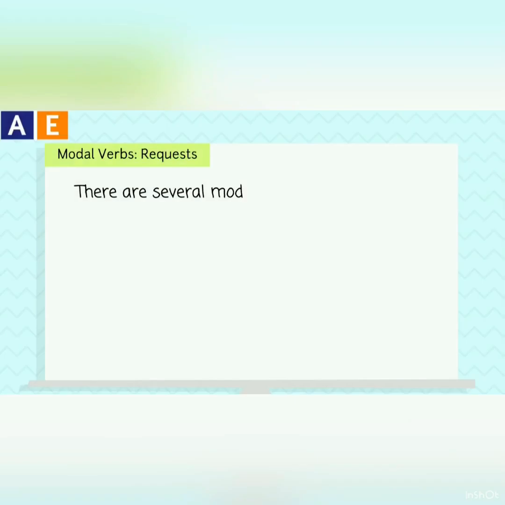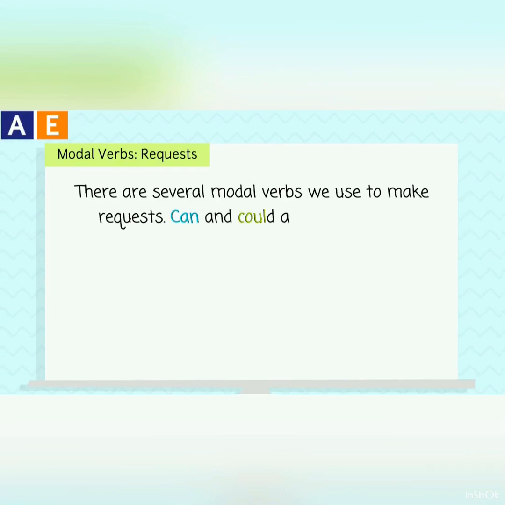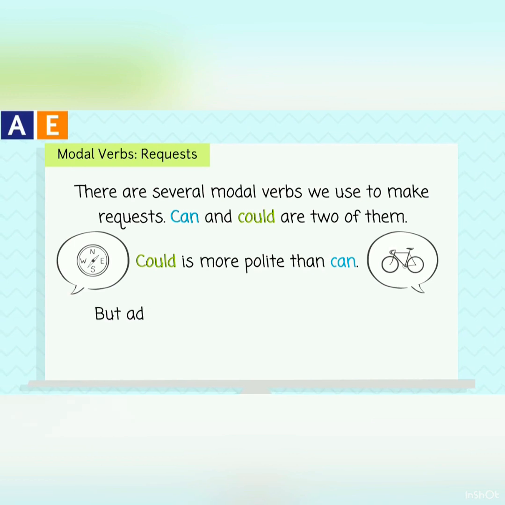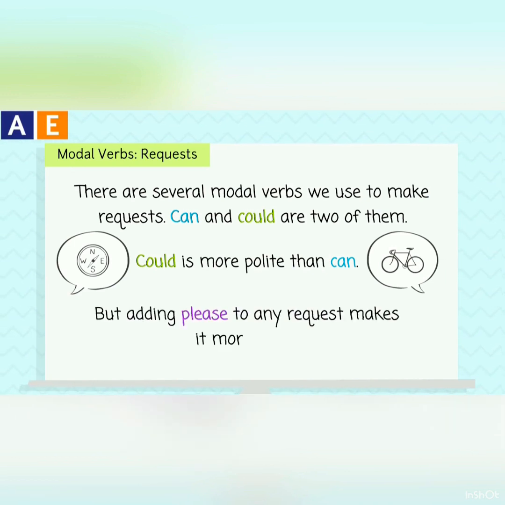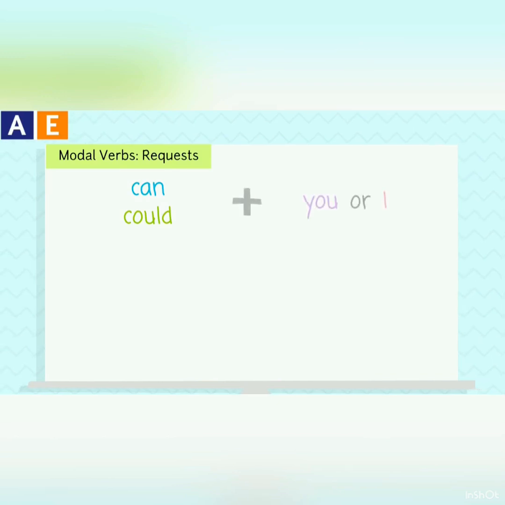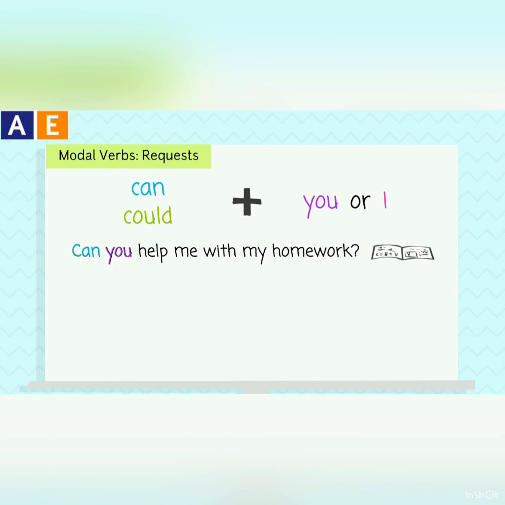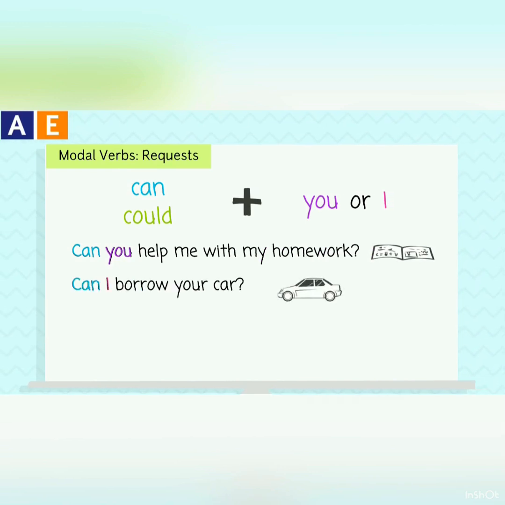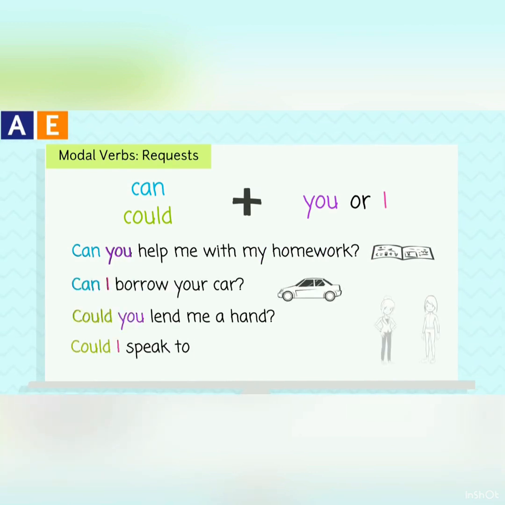There are several modal verbs we use to make requests. Can and could are two of them. Could is more polite than can, but adding please to any request makes it more polite. Unlike other modal verbs for requests, we can use both you and I after can and could. Can you help me with my homework? Can I borrow your car? Could you lend me a hand? Could I speak to your manager, please?